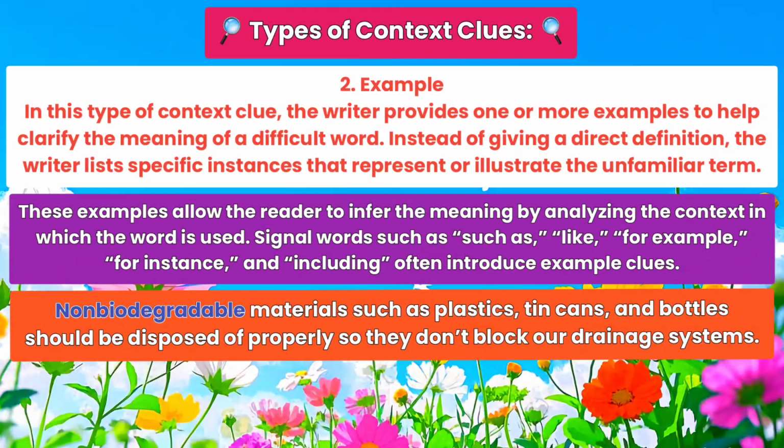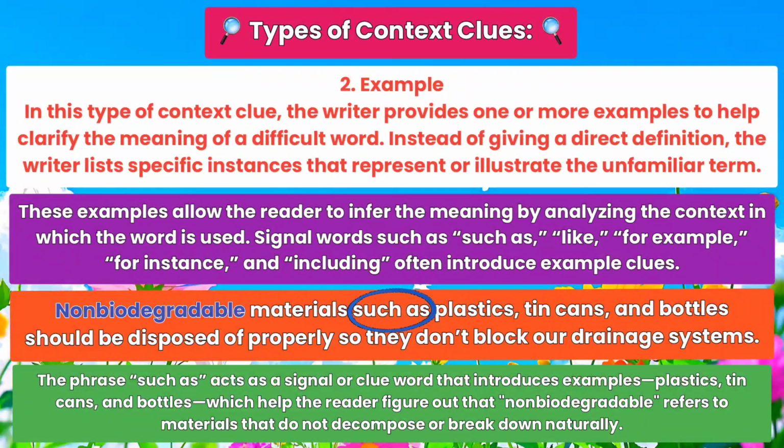Examples: Non-biodegradable materials such as plastics, tin cans, and bottles should be disposed of properly so they don't block our drainage systems. The phrase such as acts as a signal or clue word that introduces examples: plastics, tin cans, and bottles, which help the reader figure out that non-biodegradable refers to materials that do not decompose or break down naturally.